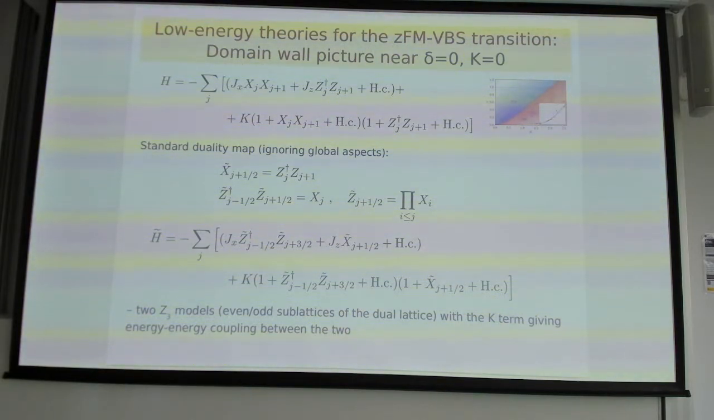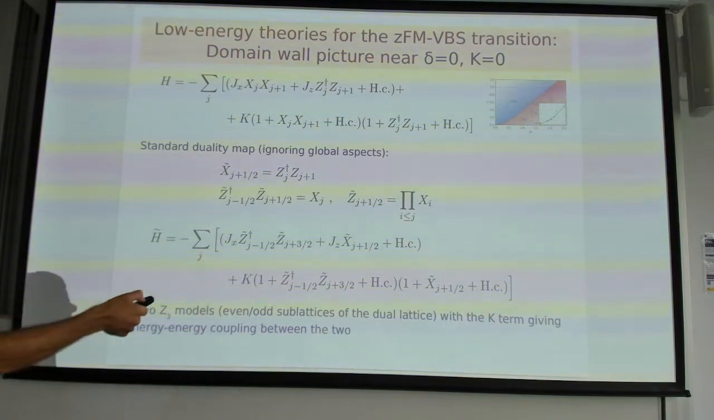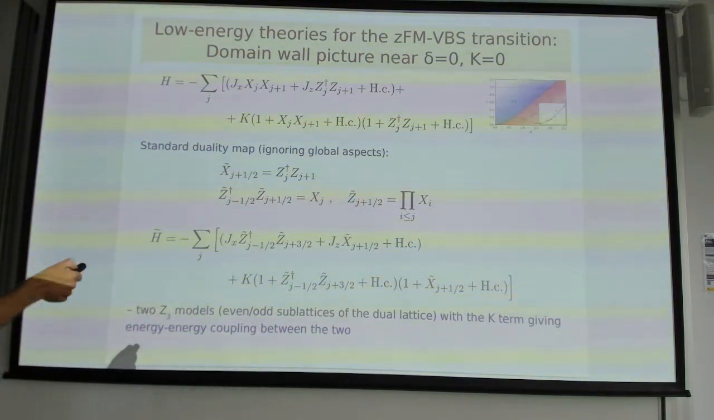So one theory is to start here and think in terms of domain walls. Everything I told you for the Ising case can be carried out with just a generalization of the Ising duality. We again have this feature that there are basically two species of domain walls, one on one sublattice and one on the other sublattice, and they only talk via energy-energy coupling. The same feature works here.